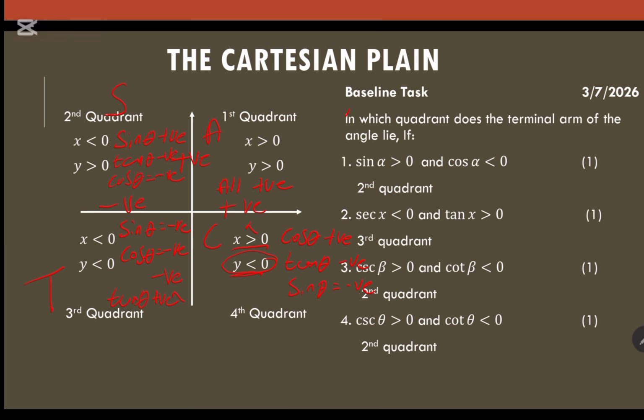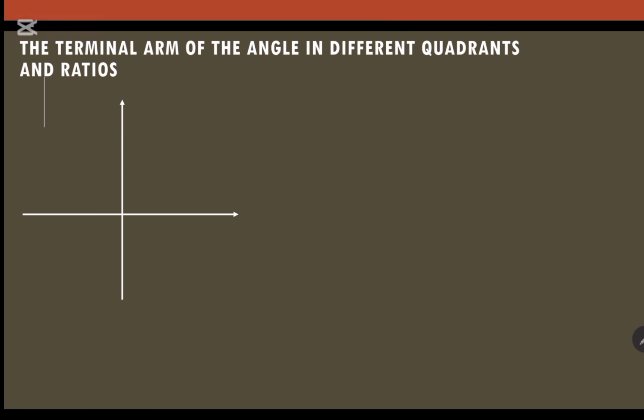Now let's move on with that concept. The next thing that we're going to deal with is trigonometric ratios and the terminal arms of the angle in different quadrants. Now, we say if the terminal arm lies in the first quadrant, all the trigonometric ratios are positive. We just discussed that. So, theta lies in the first quadrant. Therefore, all the values are positive in here. All trigonometric ratios are positive.